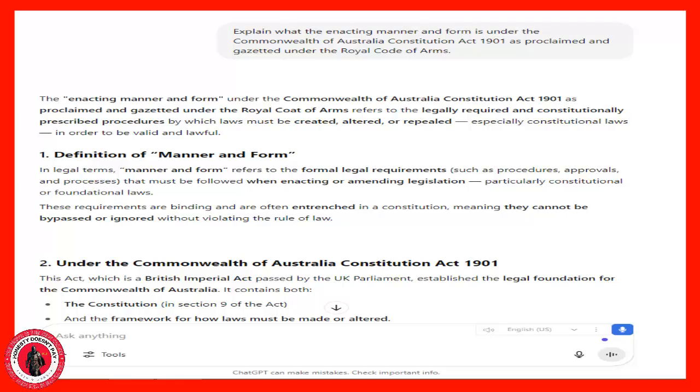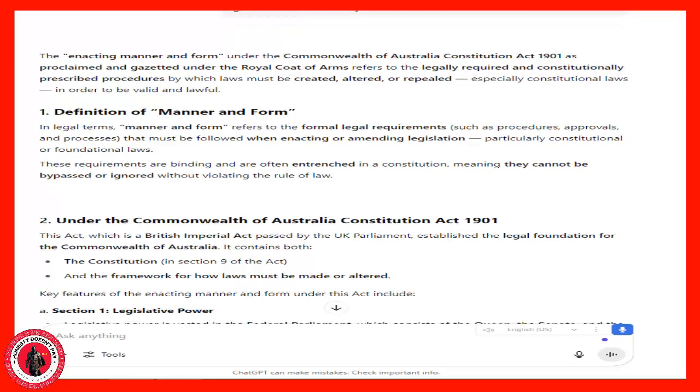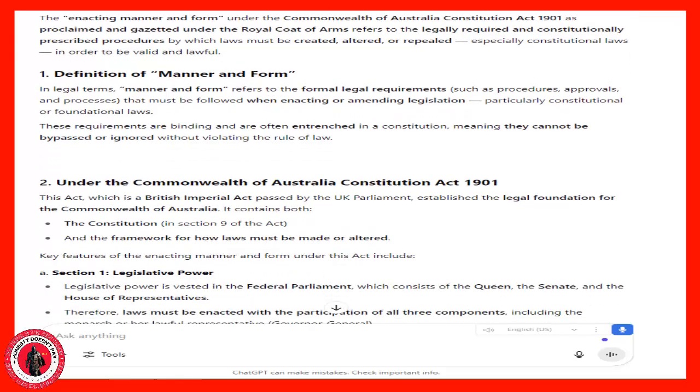1. Definition of manner and form. In legal terms, manner and form refers to the formal legal requirements, such as procedures, approvals and processes that must be followed when enacting or amending legislation, particularly constitutional or foundational laws. These requirements are binding and are often entrenched in a constitution, meaning they cannot be bypassed or ignored without violating the rule of law.